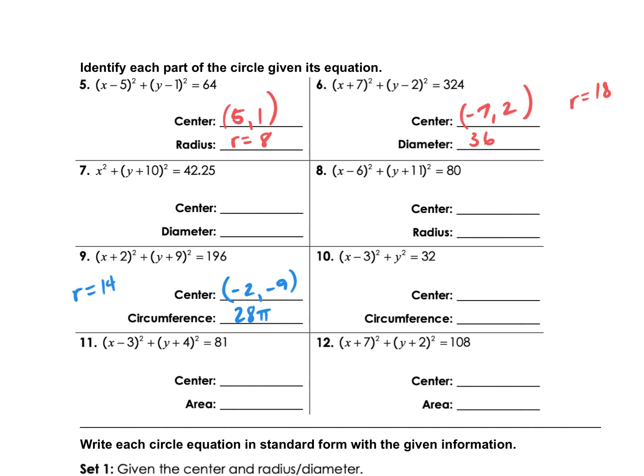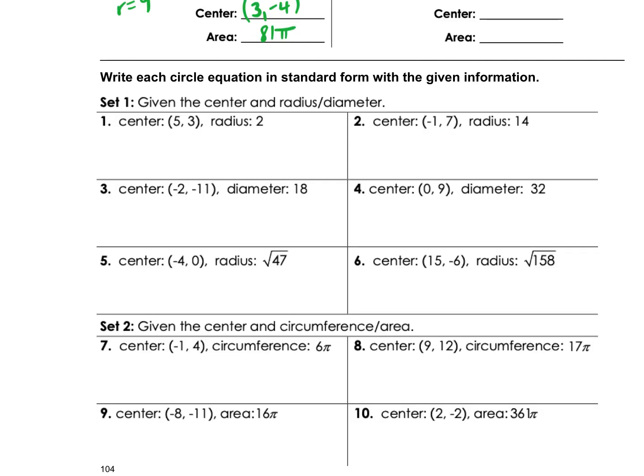And then look at number 11. That'd be (3, -4) for the center. What's the radius? 9. And therefore the area is pi r squared, so 81 pi. Okay, now given the center and the radius, write the equation.